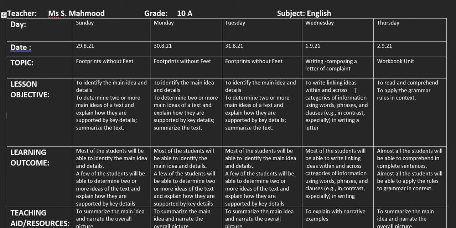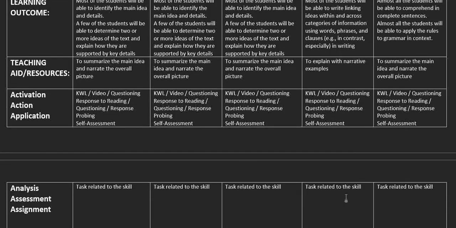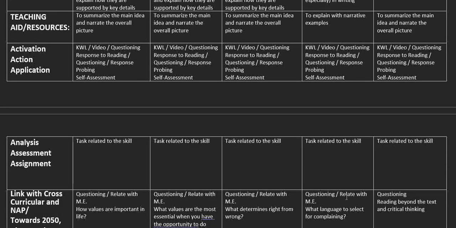Now over here you need to write, linking ideas together across the categories of information using words, phrases and clauses that show contrast, spatial relations, and giving examples, and writing a letter. The letter format is definitely applied. It is expected that quite a number of you, or rather most of you, will be able to excel in this as you have already learned how to write a letter, and what language to select for complaining. It is very important to relate it to what values are the most essential when you have the opportunity to do anything. When the person has done something wrong and for which you are complaining, you should be able to narrate it and relate it in your letter writing.